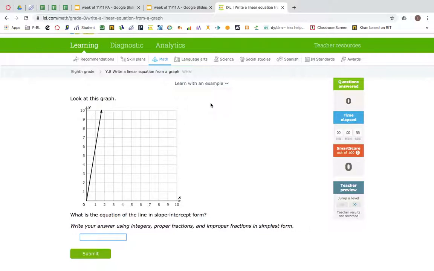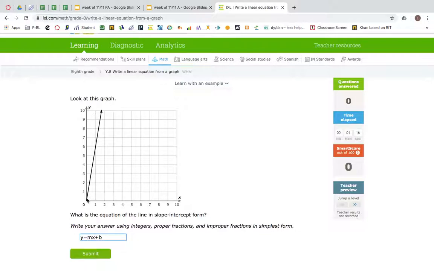The goal of this IXL is to write the equation of the graph, and it wants it in slope-intercept form. And slope-intercept form is y equals mx plus b, where m is the slope and b is the y-intercept. So your job is basically to fill in a number for m and a number for b.